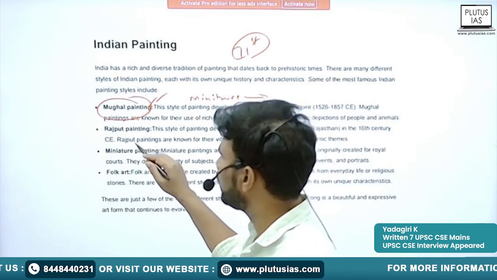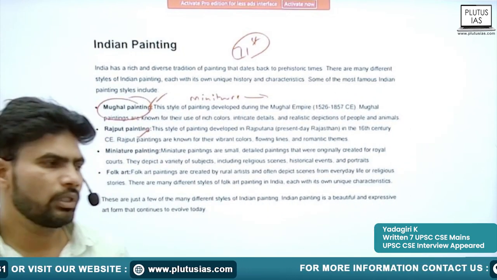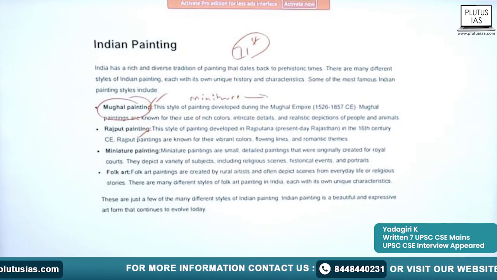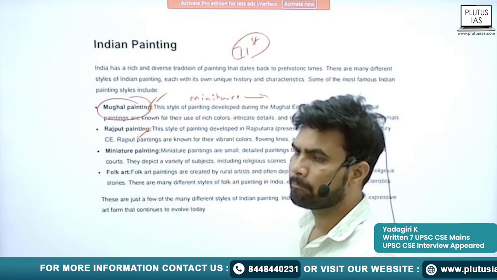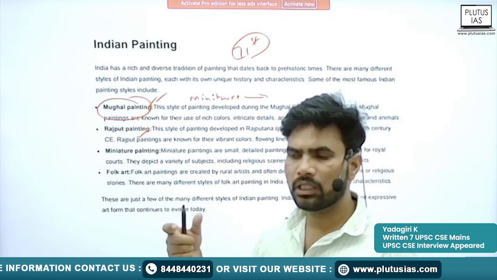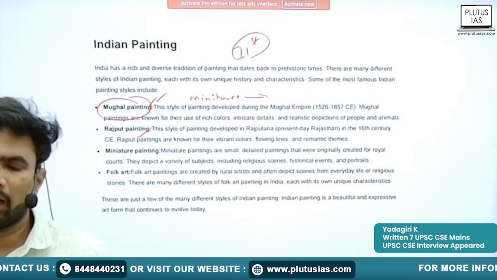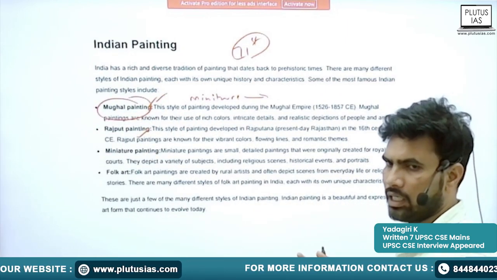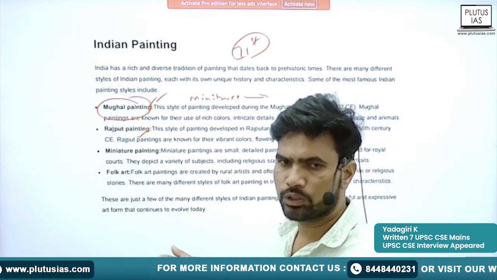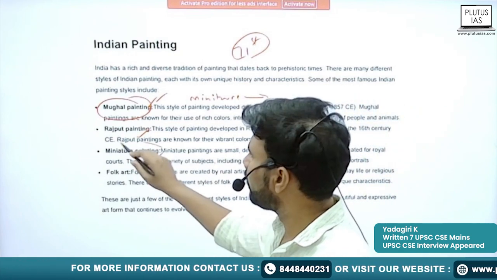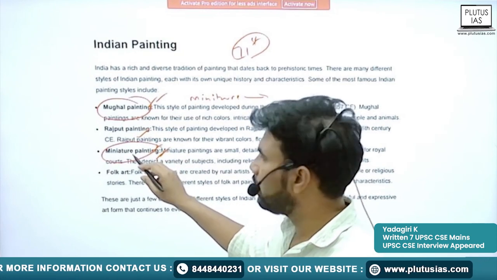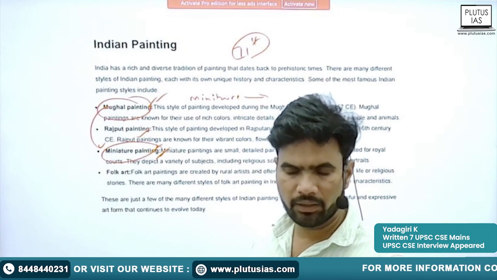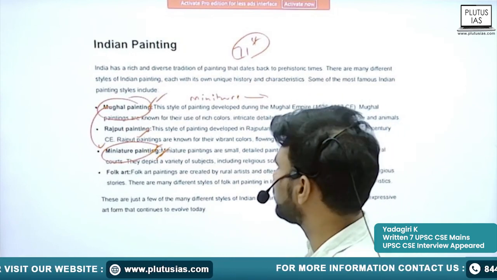Apart from that, you will also see Rajput painting. There were many Rajput kingdoms during the medieval period, and they also patronized painting. We will see which kingdoms patronized painting and the characteristic features of Rajput painting. Apart from that, we will also see miniature painting during the Mughal period, along with portrait painting.